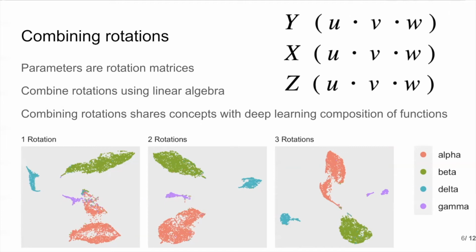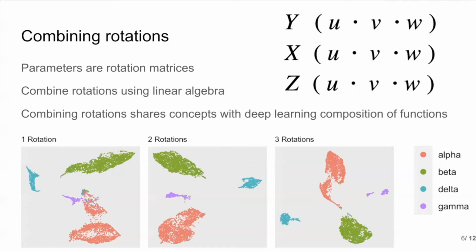So in this case, 1 rotation corresponds to U, which is just the first rotation. 2 rotations corresponds to U and V, and 3 rotations corresponds to U, V, and W. Now, the combination of these rotations allows for a richer, more structurally aware visualization and transformation of the data. And so we can see that adding in more rotations allows for a better transformation.